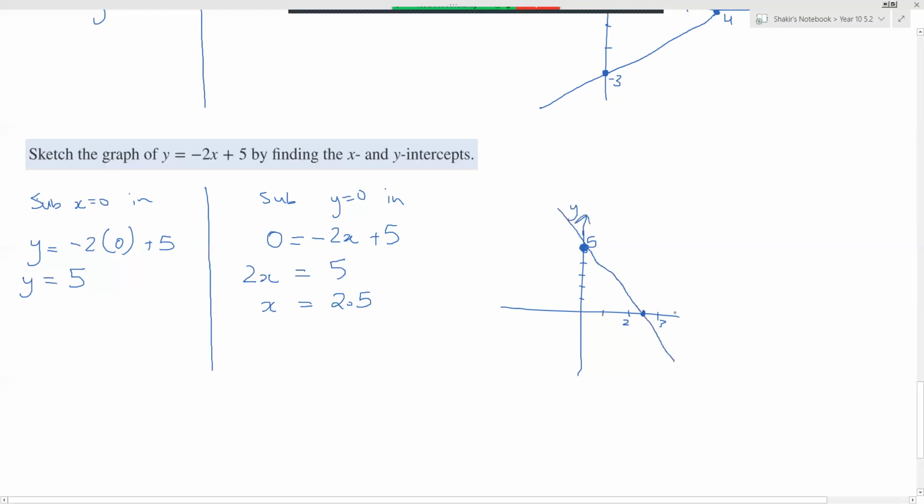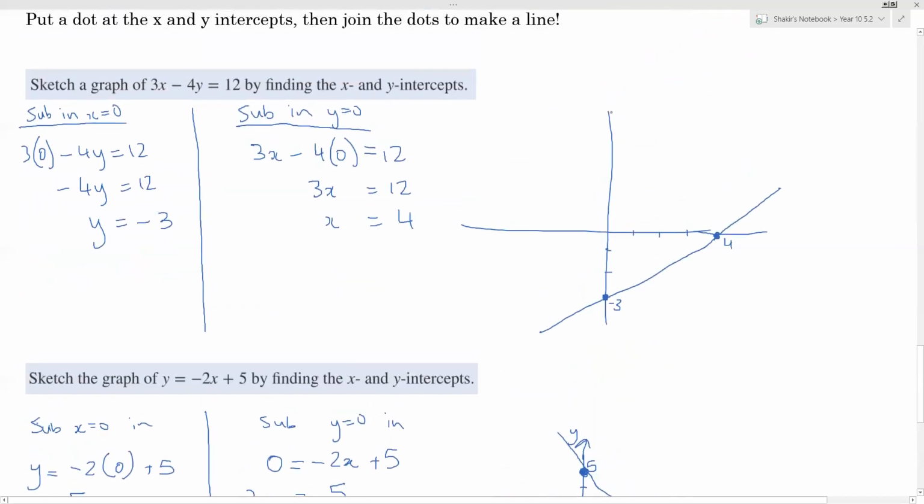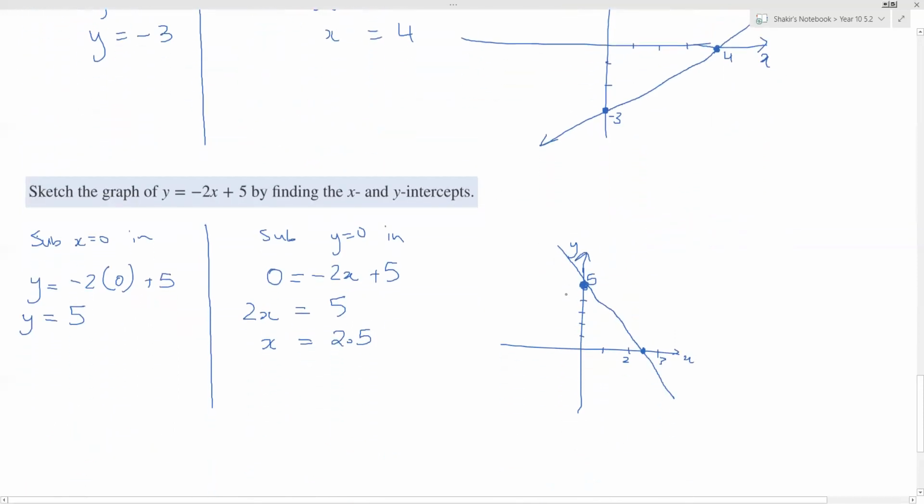Now make sure you're writing y and x there. You should be doing it for all of them. Y, x, and just draw arrows there indicating that the line will go on forever as well. All right, and that's how you graph.